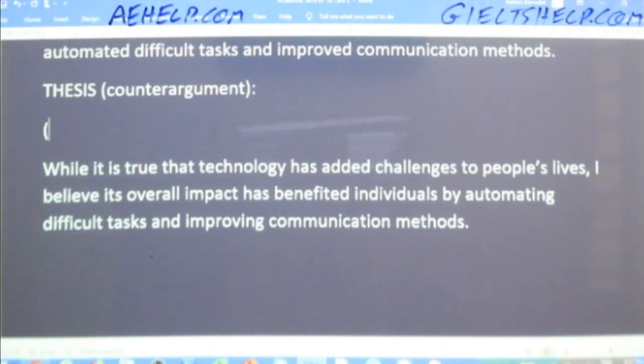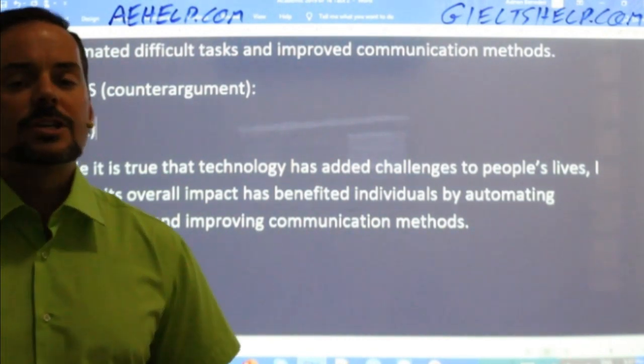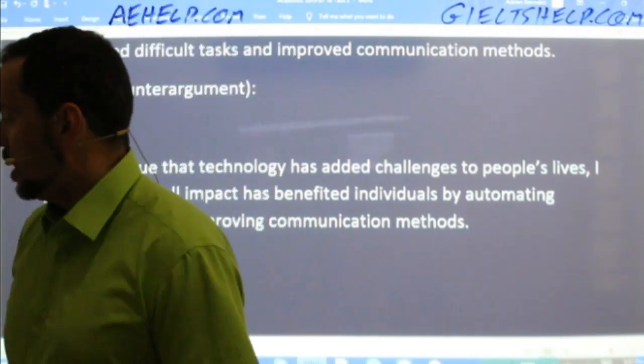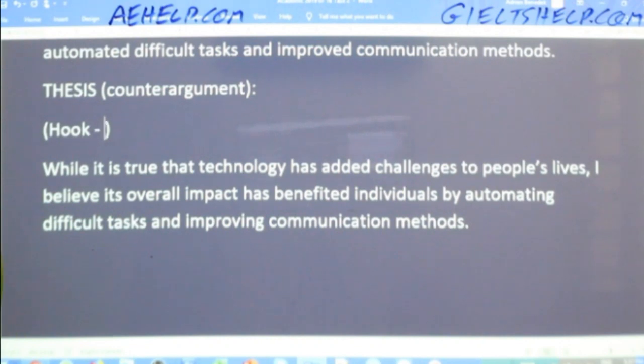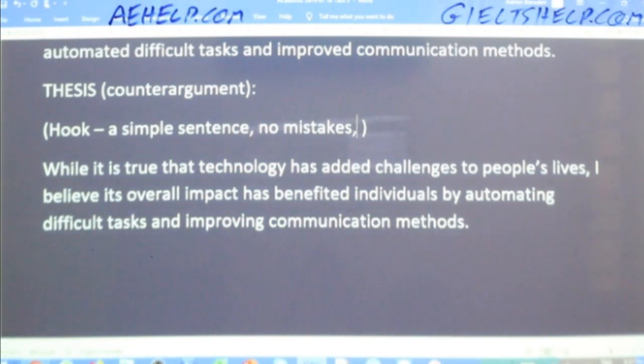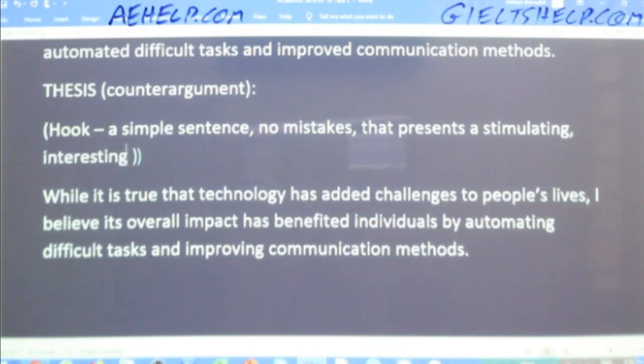Okay, now let's put the hook in the beginning here. All right? So the hook should be an interesting statement with the topic. Okay? The topic here is technology. Okay? Hook is a simple sentence, no mistakes. Okay, it looks really bad if you have mistakes in the beginning. A simple sentence, no mistakes, that presents a stimulating or interesting fact about the topic. Okay? In this case, the topic is technology.